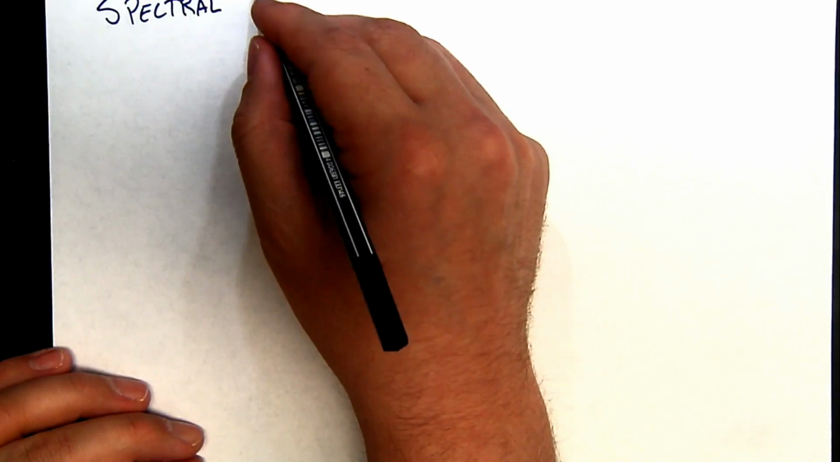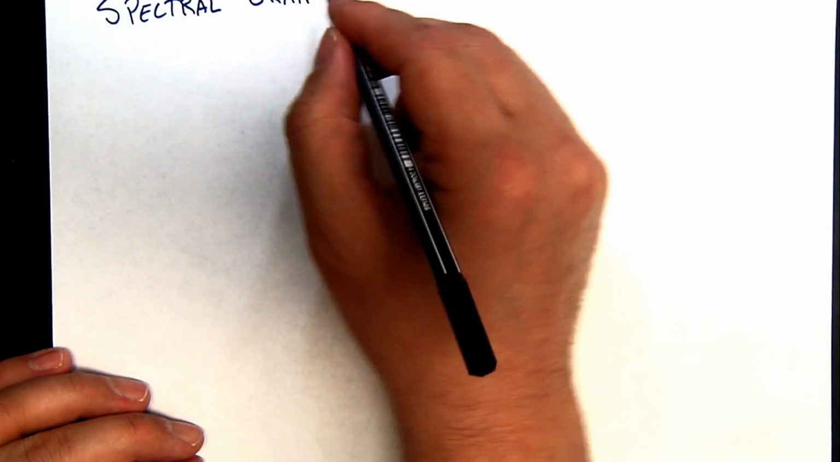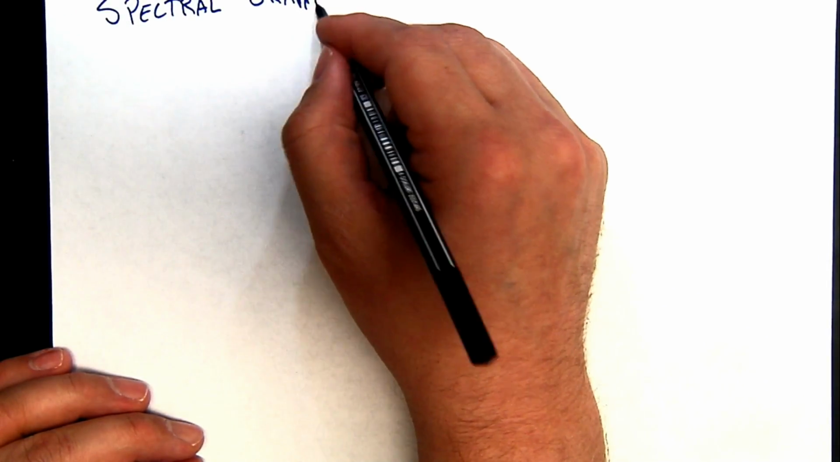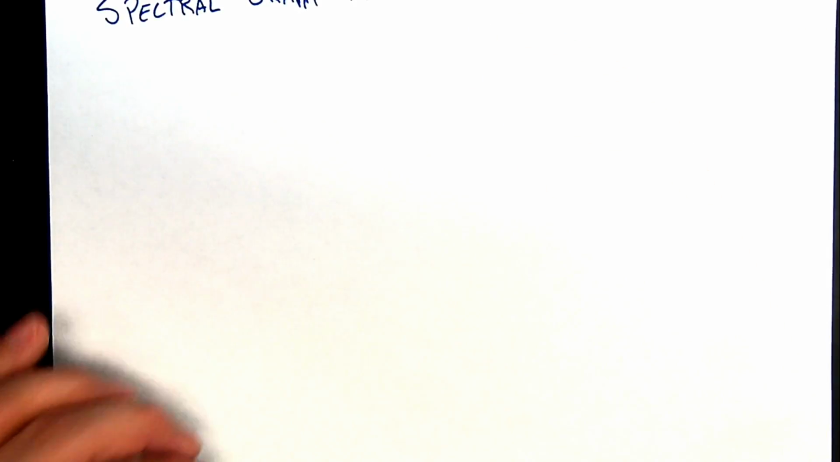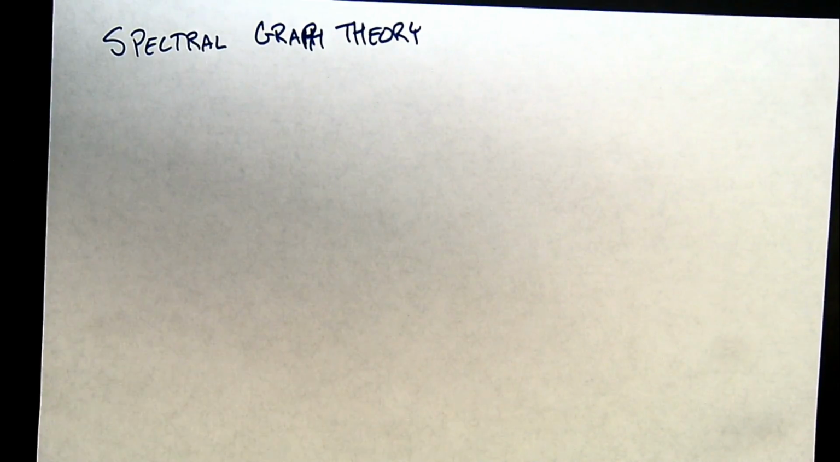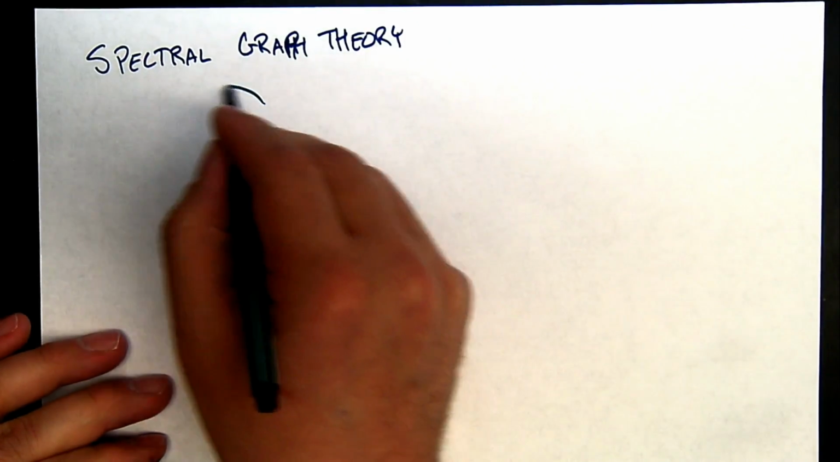So this is spectral graph theory. Now, what is spectral graph theory? Well, a lot of people have heard of graph theory, and they have heard, of course, of Spectre, the James Bond movie. But spectral refers to something else.